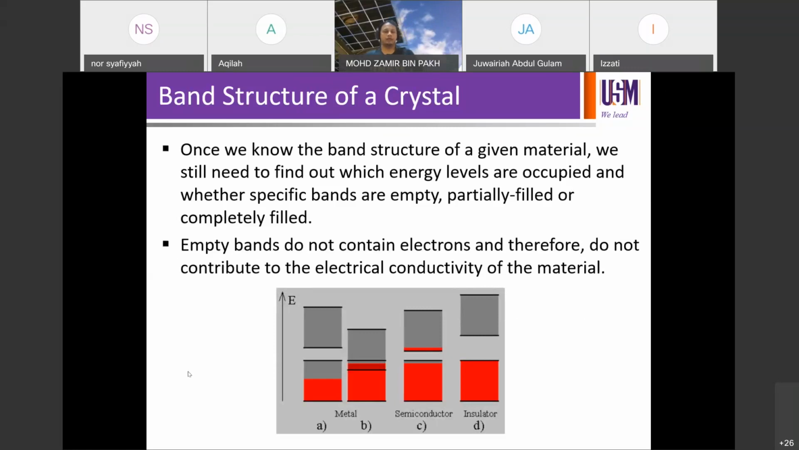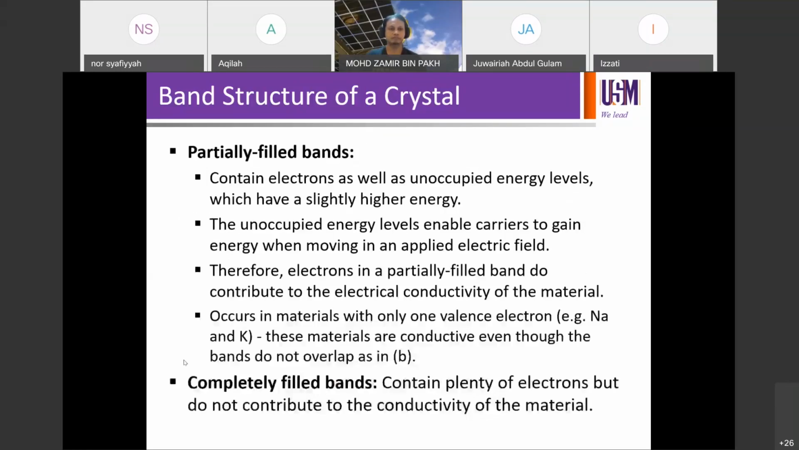Okay, so we've discussed a little bit on the band structure of a given material. So we still need to find out about the detail of energy levels in terms of which are occupied, which are empty, which are partially filled, and completely filled, right? Empty bands don't contain electrons, and therefore they don't contribute to electrical conductivity of the material. So we've discussed briefly the metal, the semiconductor, and also the insulator in terms of their band structure. So let's look into the details of this.